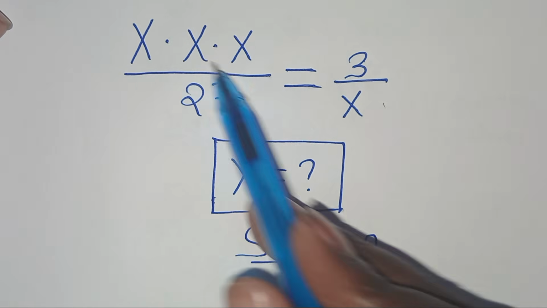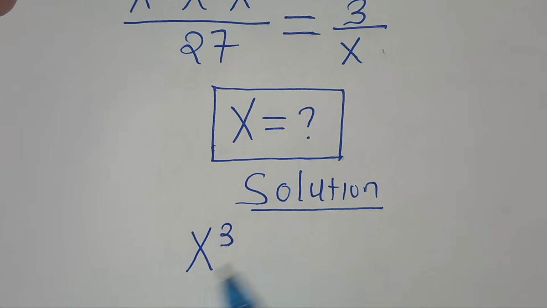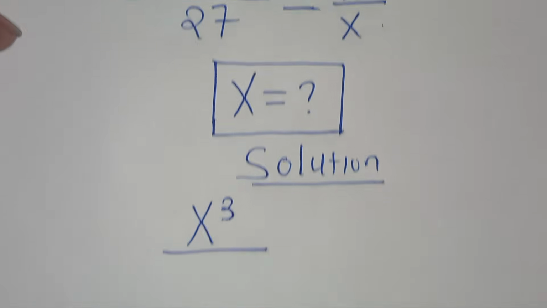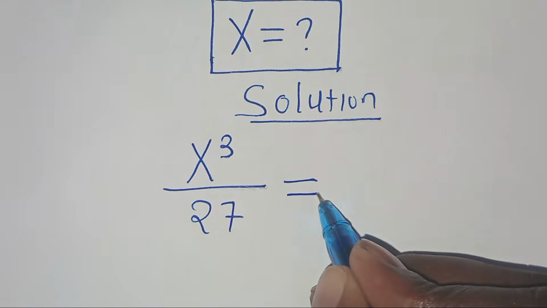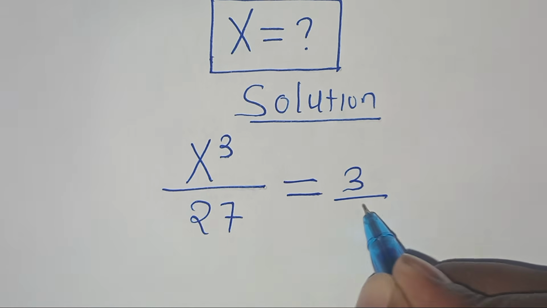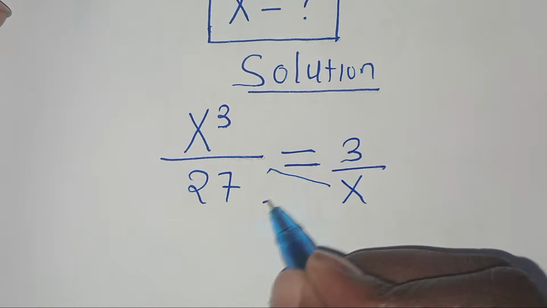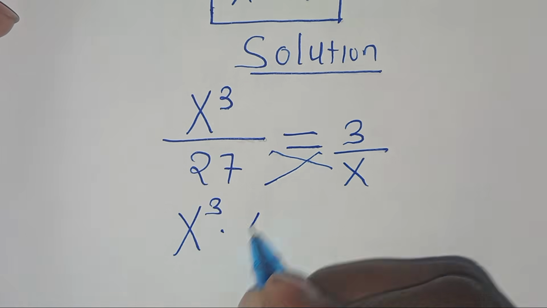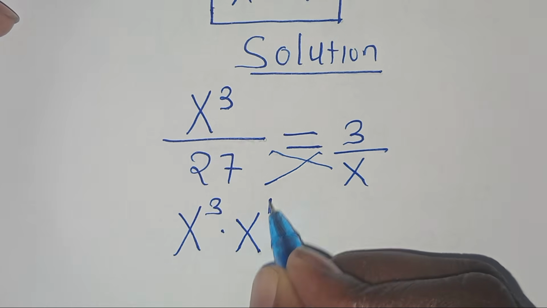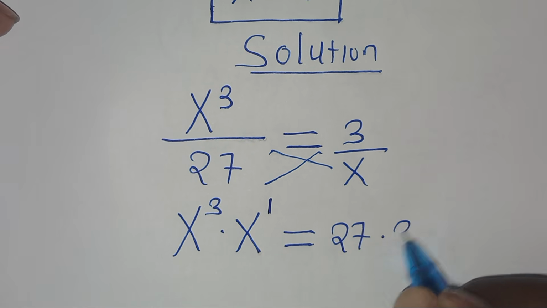So x times x times x, this is x to the power of 3, divided by 27. This is equal to 3 over x. The next step is to cross multiply from here so that we have x to the power of 3 multiplied by x, which is x raised to the power of 1, and this is equal to 27 multiplied by 3.